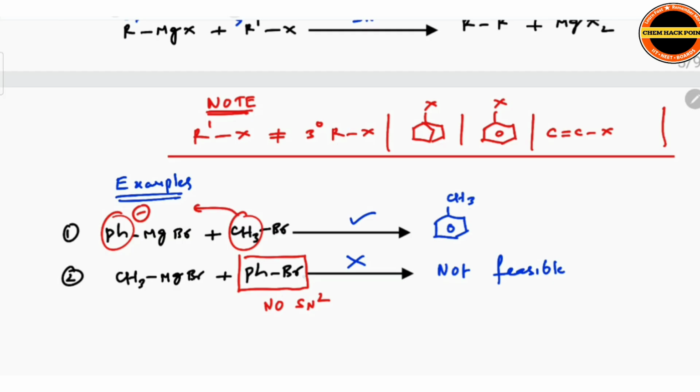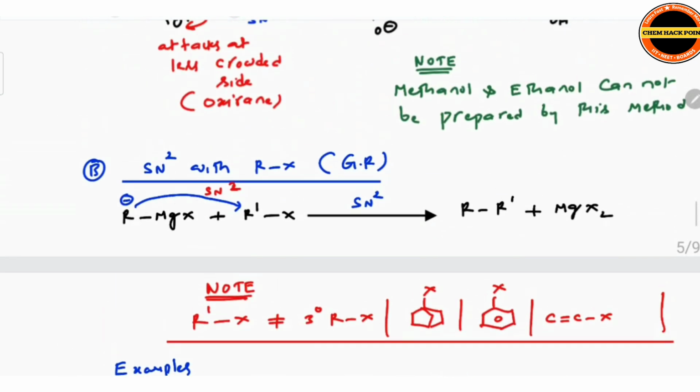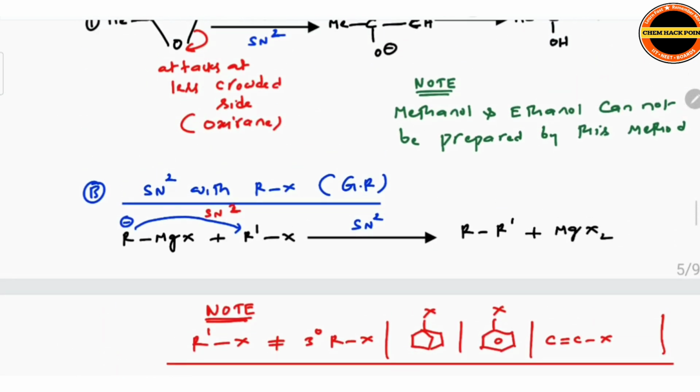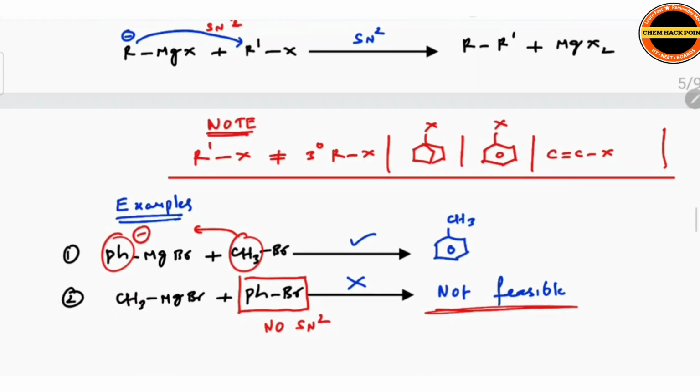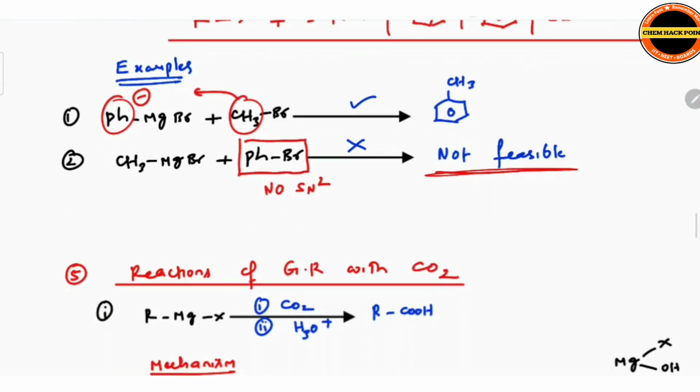But in this case, PhBr will not show reaction. It is not feasible. Why not feasible? Because the aryl halide will not show reaction, as breaking of this bond is much more difficult because of resonance. The lone pair electrons show resonance with the ring, so partial double bond character develops and it is difficult to break. So such reactions are not feasible.